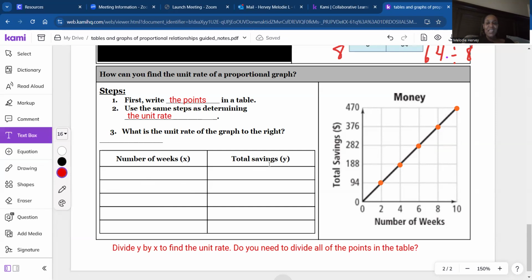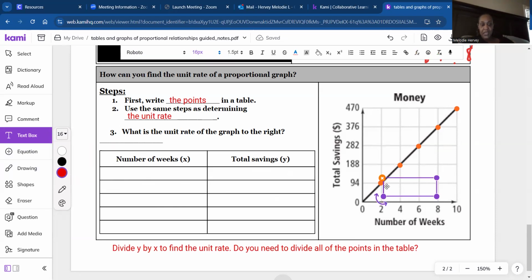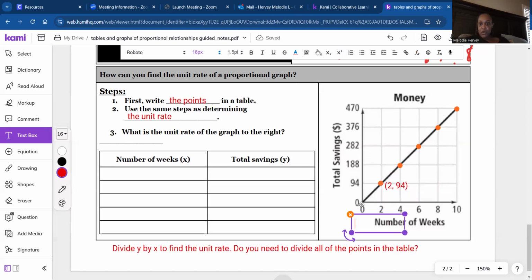And now, guess what I can do? Use this information to fill in my chart. I can also use this information to find my unit rate. And that's what question number 3 is asking. What is the unit rate? So now, what I'm going to do over here is write the ordered pairs for each one. So this first one is at (2, 94). How did I get 2? Well, you go over to the 2 and up to the 94.